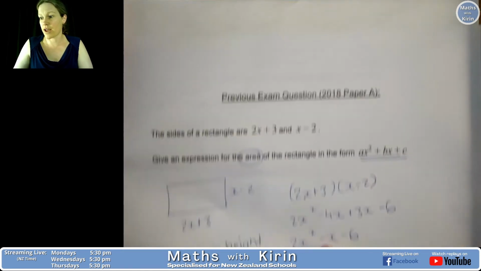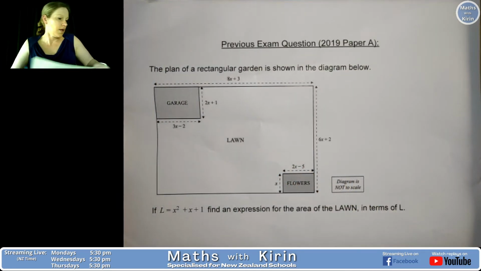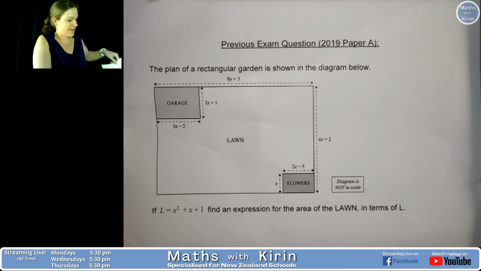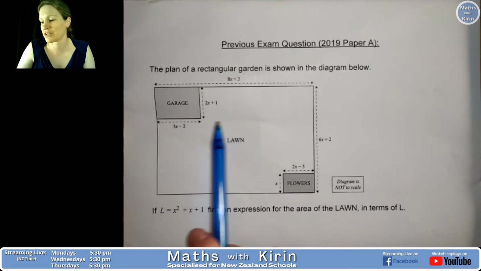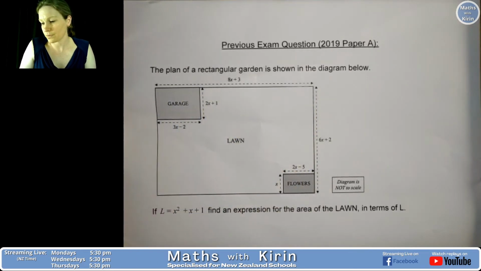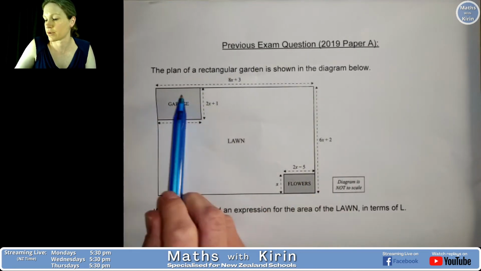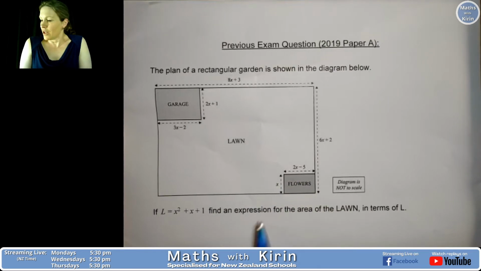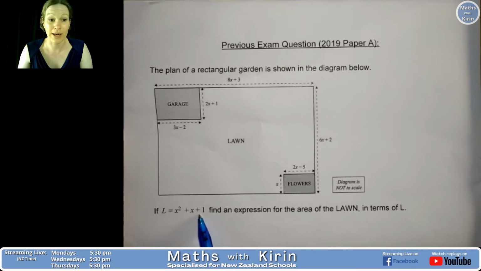The second and final question that I want to go through today is from last year's paper, and it's a little bit more tricky. There's a bit more going on in this one. Turn this over. So again, we're dealing with a rectangle, but we've kind of got rectangles within rectangles. So here is our garden. And the lawn is only this area that's sort of in white. So we don't need the garage and we don't need the bit with the flowers where we're going to have our lawn. It tells us that L is equal to x squared plus x plus 1.